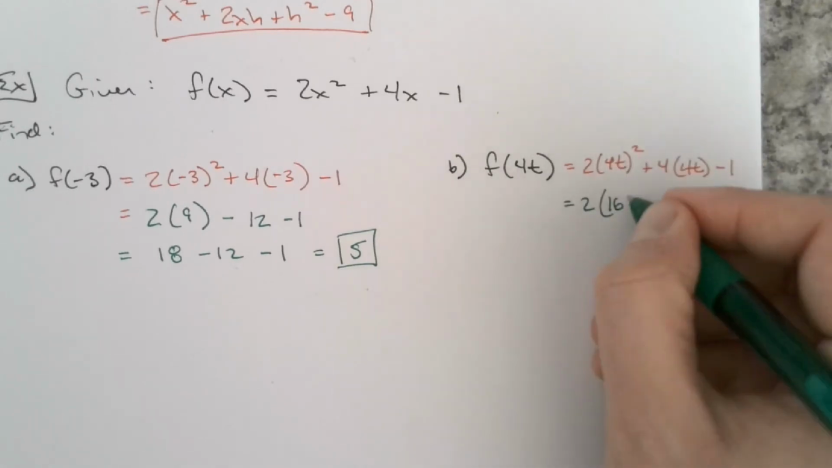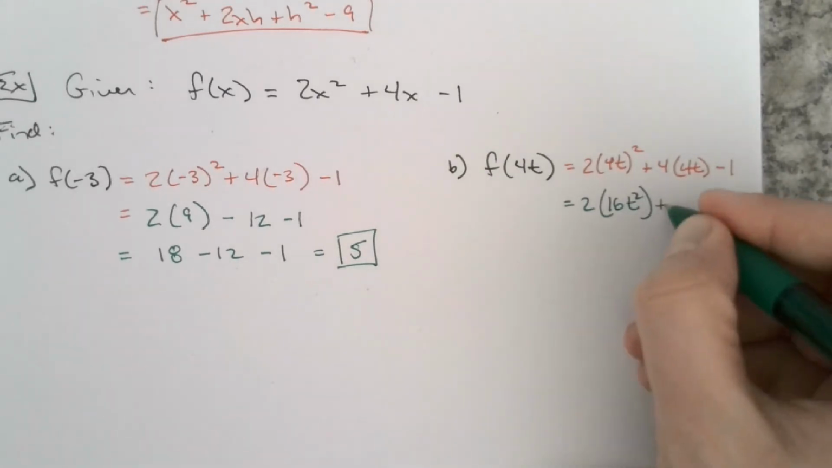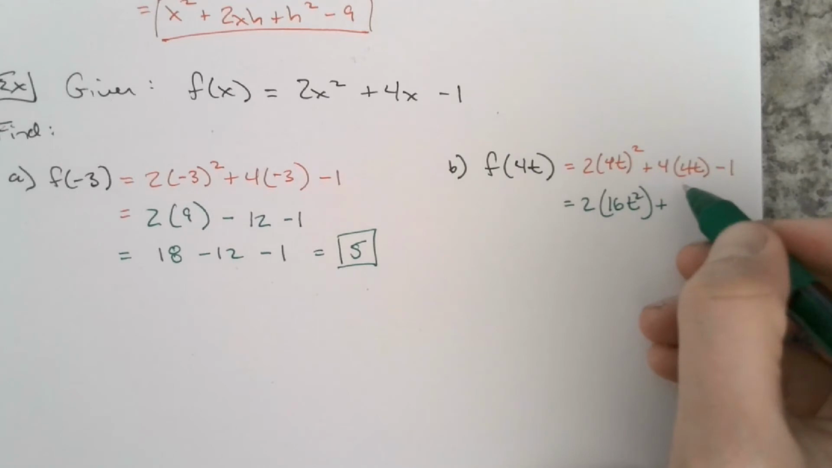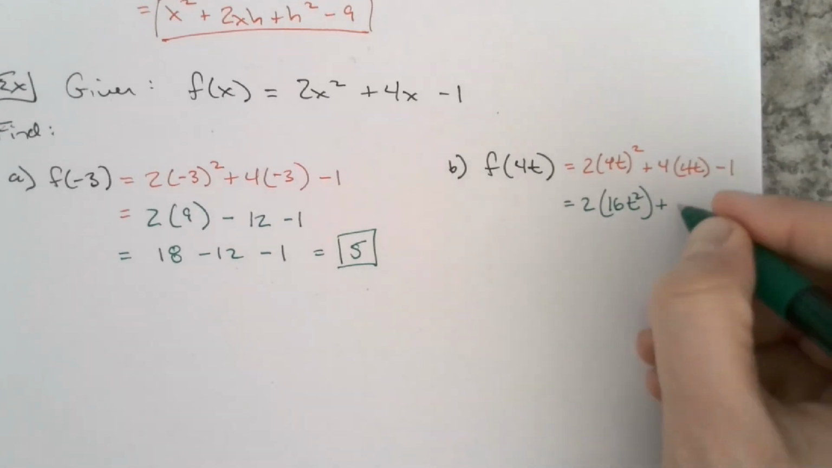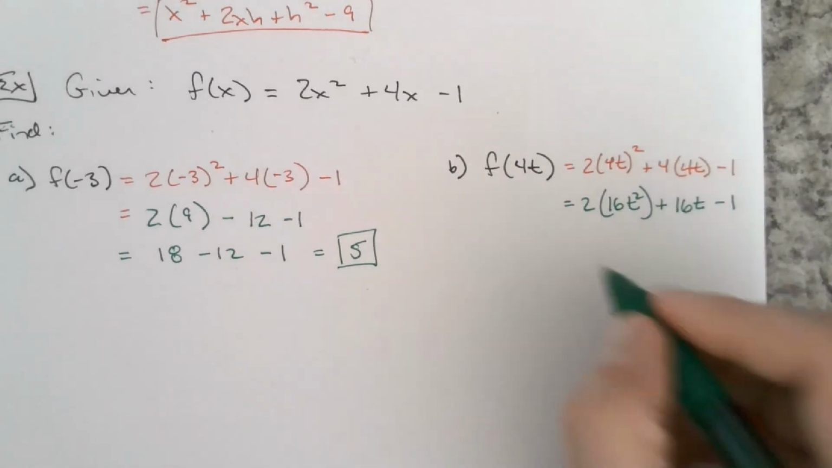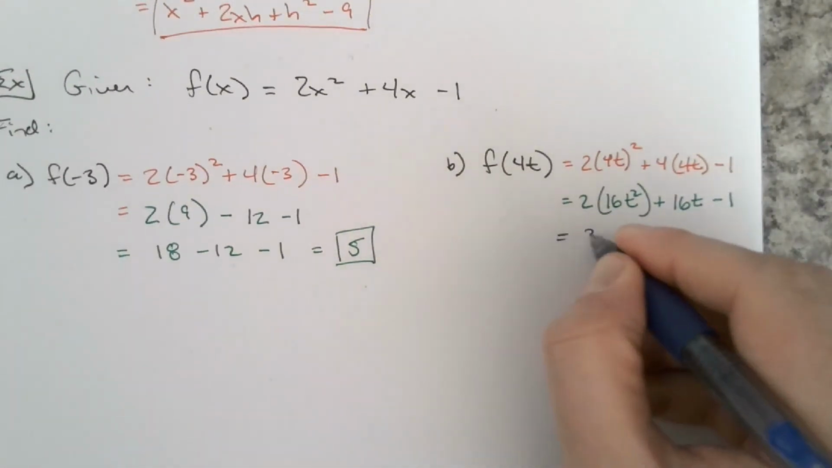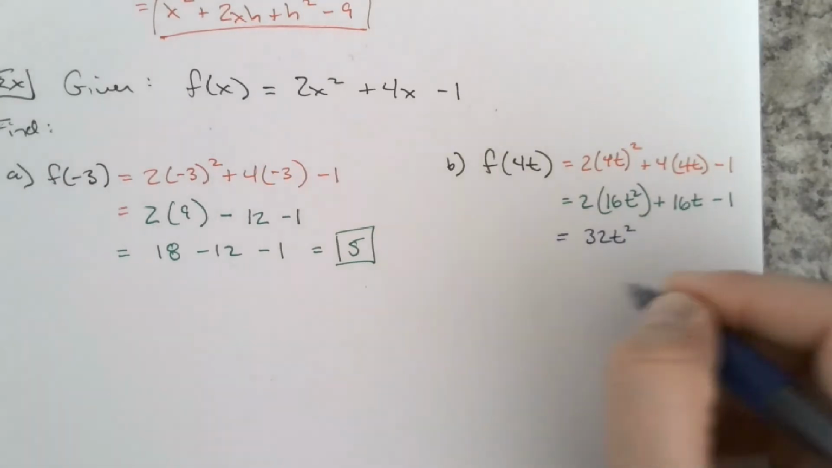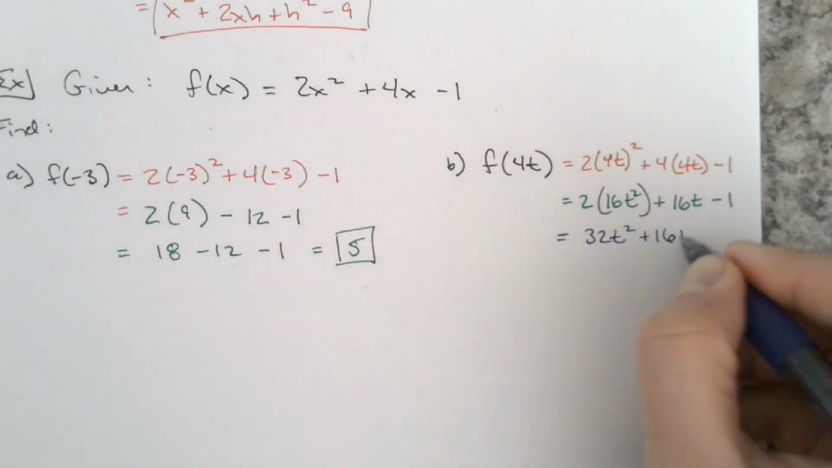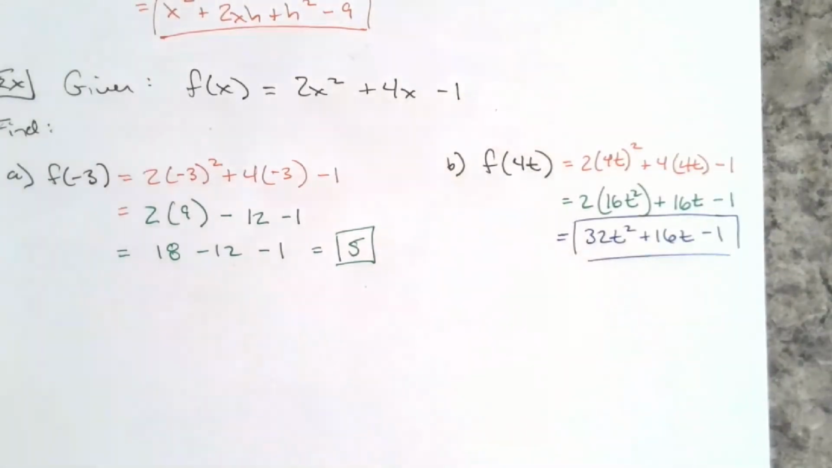t squared gives you t squared. So it's 2 times 16t squared. Plus here, there's no exponent on the outside, so I can multiply these together right away. 4 times 4t is 16t minus 1. And then simplifying this, 2 times 16t squared gives you 32t squared plus 16t minus 1. And none of those are like terms, so you can't combine it any further.